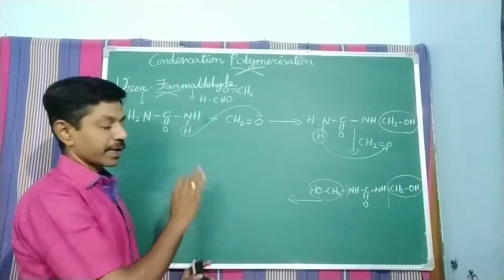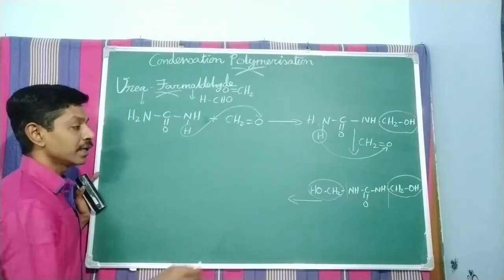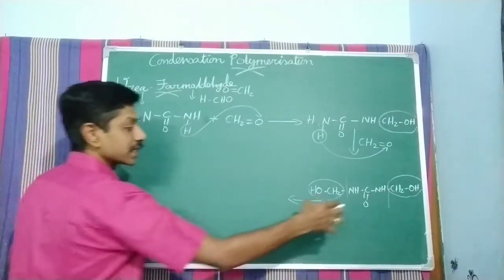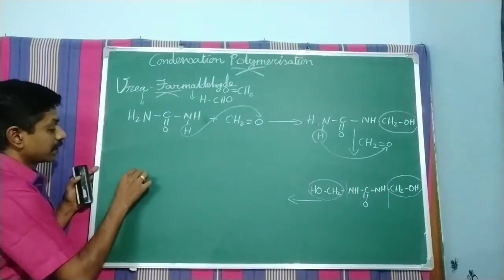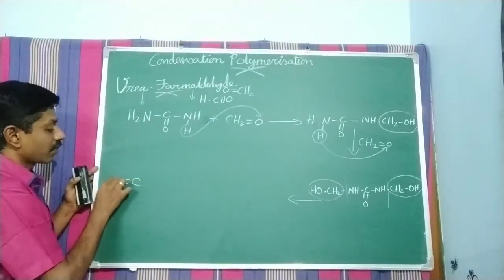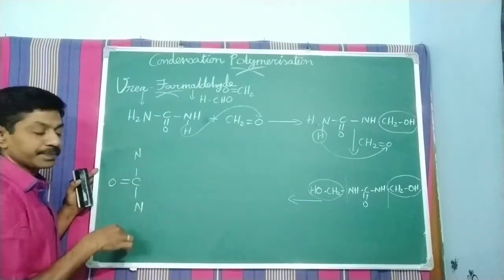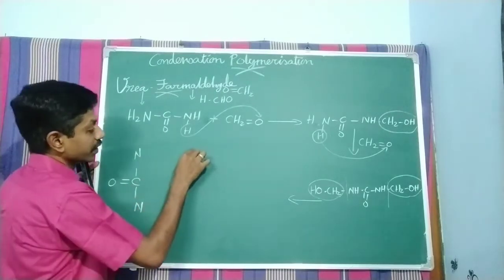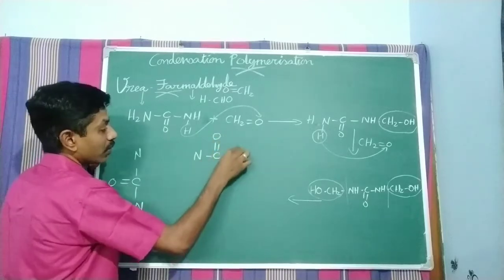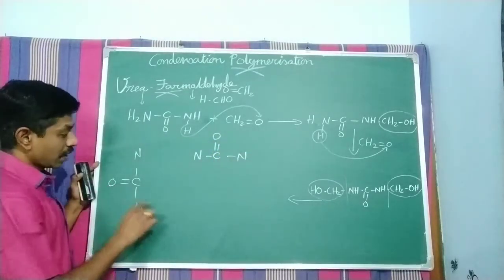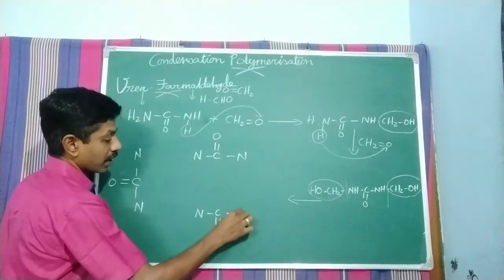To understand the final output, the formula of this cross-linked polymer, let us go with an easy strategy. Look at this. This urea group can be written here, C double bond O, N, C double bond O, N. This will be a repeating unit. I am writing the same molecules, N, C double bond O, and N. And one more here, N, C double bond O, and N.